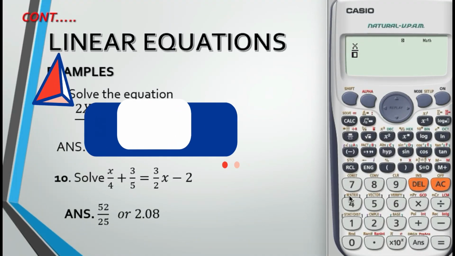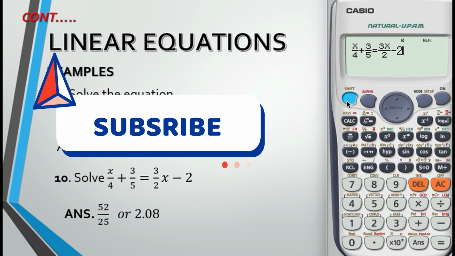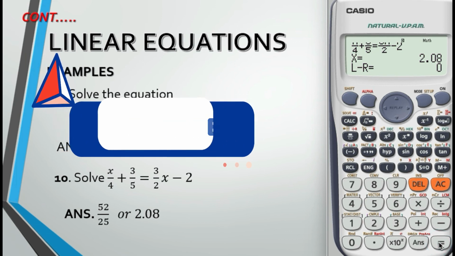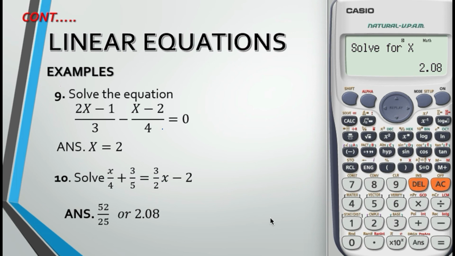The next example is x over 4 plus 3 over 5 equal to 3x over 2 minus 2. Now solve for it. So our answer is 2.08, which is the same as 52 on 25. Alright, so that is the result.